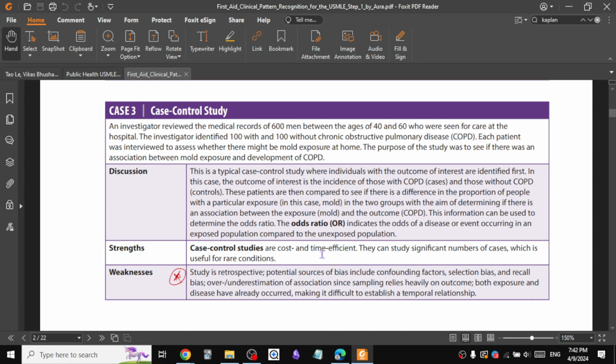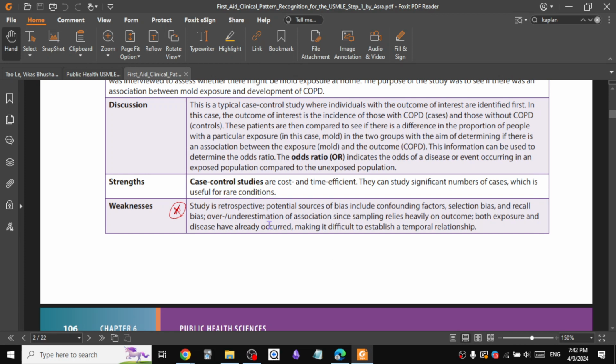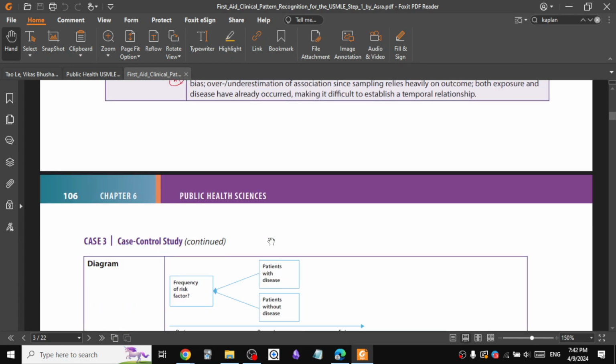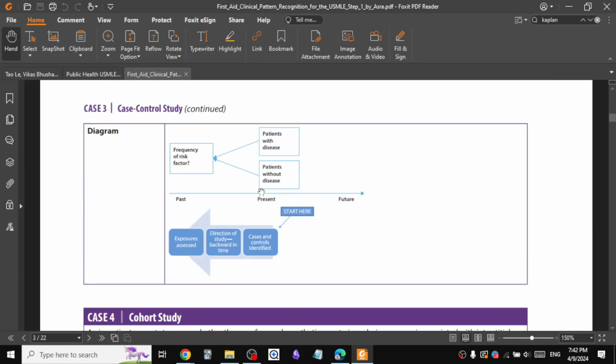Okay, so case and control. Now, over or underestimation of association, since sampling relies heavily on outcome. Okay, both exposure and disease have already occurred. So this is what we want to see, right? Most of the study is done in the present, but we're trying to recall information from the past, right? This is where the bias comes in, recall bias, because you remember what you remember, right? You're not gonna remember anything mundane, or that doesn't pique your interest, or didn't bring any attention to it, right?